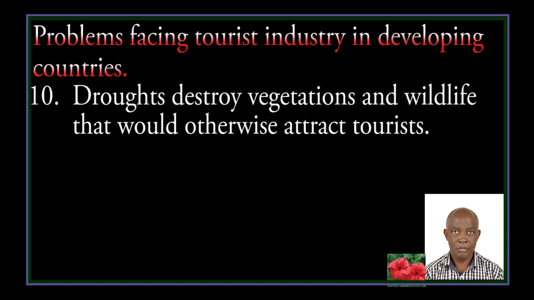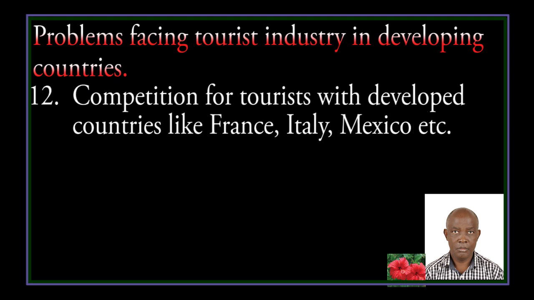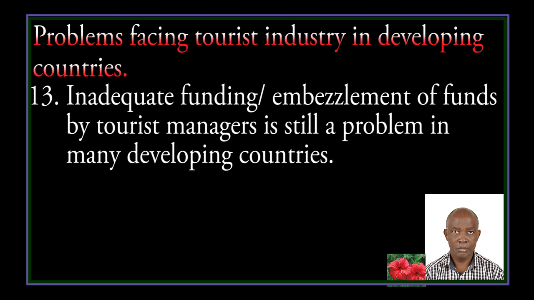Droughts destroy vegetation and wildlife that would otherwise attract tourists. Political instabilities in developing countries like Kenya limit the number of tourists coming to the country. Competition for tourists with developed countries like France, Italy, Mexico, and so on. Inadequate funding or embezzlement of funds by tourist managers is still a problem in many developing countries.